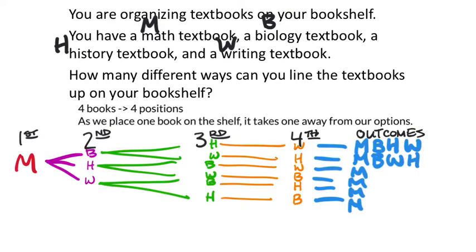On the next one, again, you can follow through on the branches: math to history to biology to writing. Or math to history to writing to biology for this next one. Or the next one, math to writing to biology to history, or math to writing to history to biology. And so I could have these books in this order right here, but that was just with math being the first one.